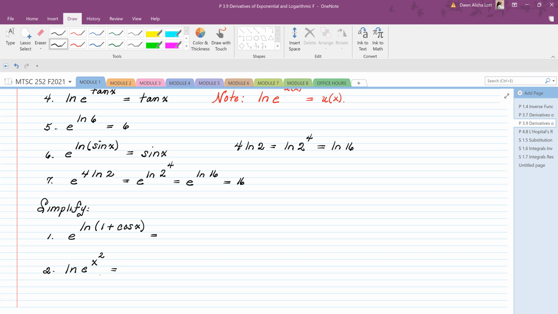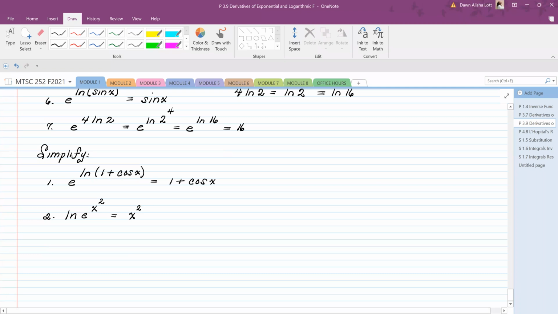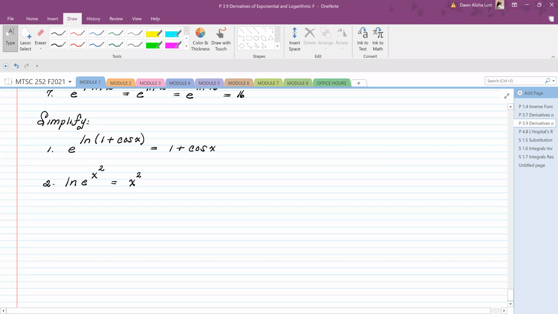Okay, anybody want to give me an answer? For the first one, I got 1 plus cosine x. Okay, 1 plus cosine x. Thank you very much. Okay, another willing participant. You want to give me an answer? It's x squared. Okay, it's just x squared. All right, so although it looks crazy, remember anytime you have log and e next to each other, you get what its argument is.